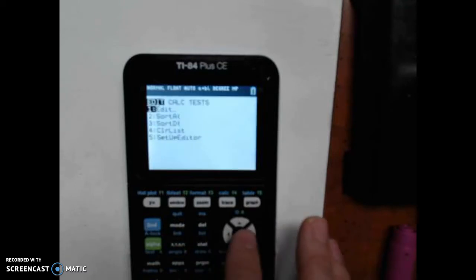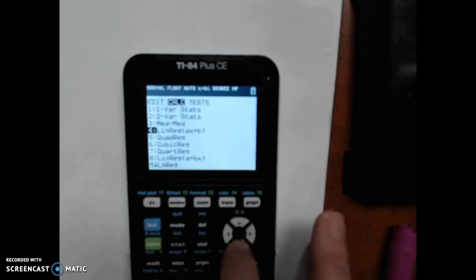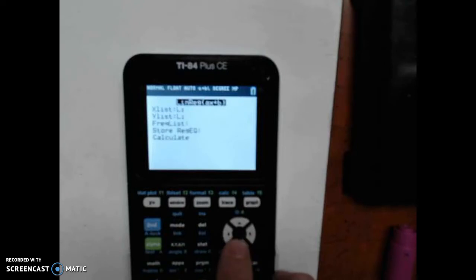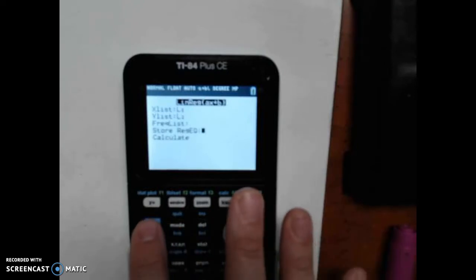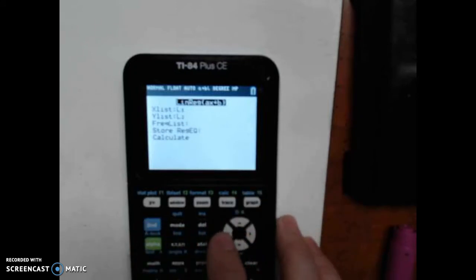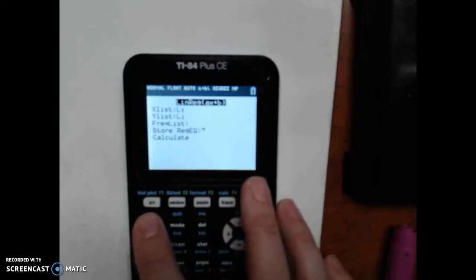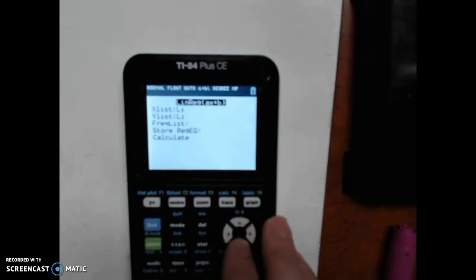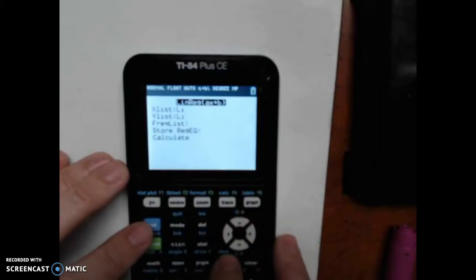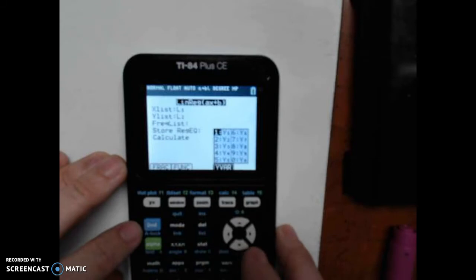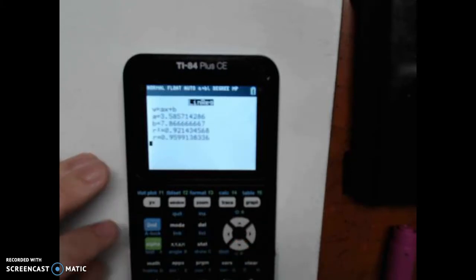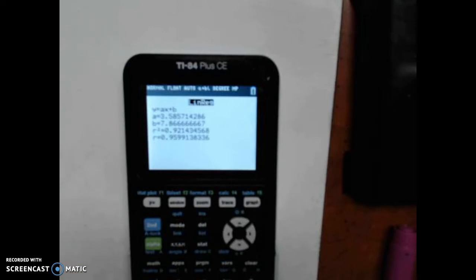And what you do is you go to stat and you're going to calculate that linear regression for those two lists. I'm going to ask it to store that regression equation in list 1. Oh man, it doesn't want to. Something's already in there, I guess. Let's see if it'll let me do it this way. Oh yeah.